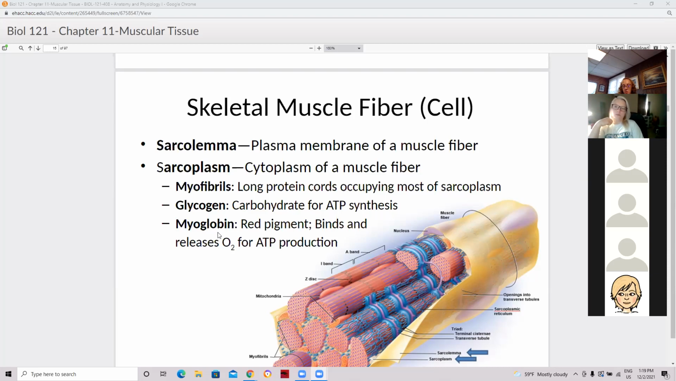We'll talk about red versus white muscle fibers. Red fibers tend to have more myoglobin. This is the difference, you guys. We just had Thanksgiving. So this is the difference between dark and white meat. Dark meat has more myoglobin in it. White meat has less. Now the question is why? So we'll get to that.